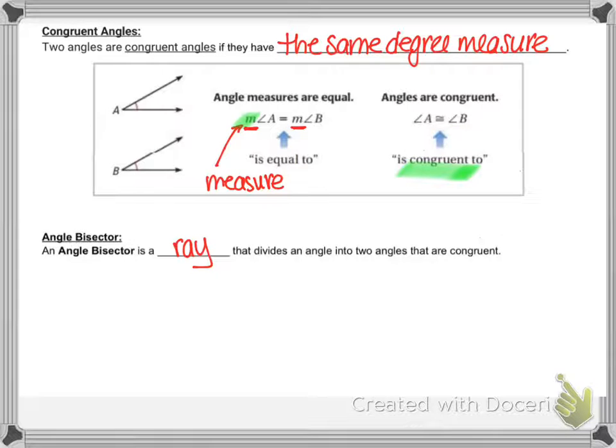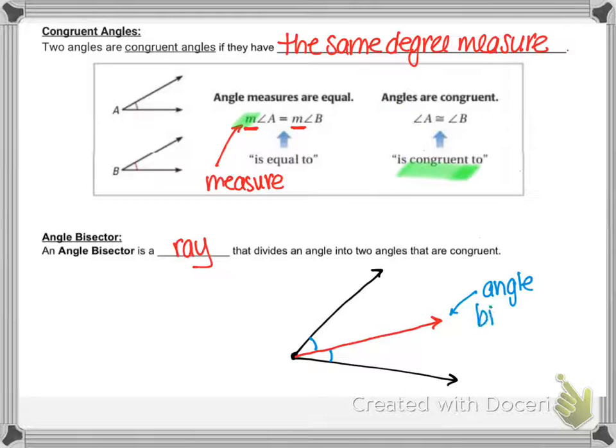So if they wanted us to draw a picture of this, we would draw an angle. So there's my angle, and I'm going to do my best to find right in the middle. So there's my ray. That would split this into two congruent angles. And to show that, we would draw a little dash on both sides that's the same. So this would be our angle bisector.